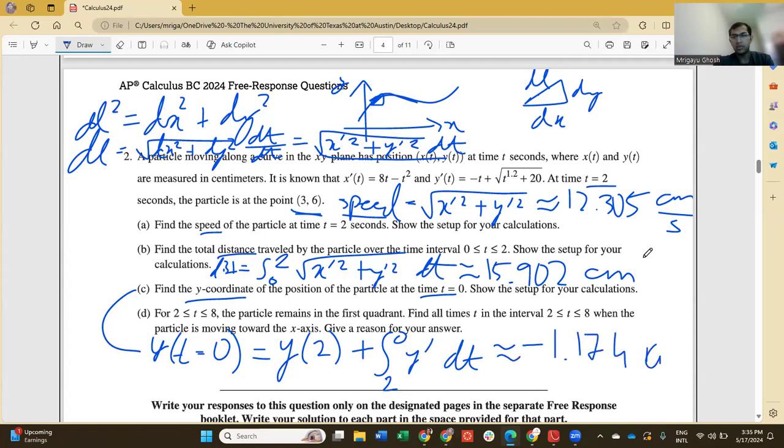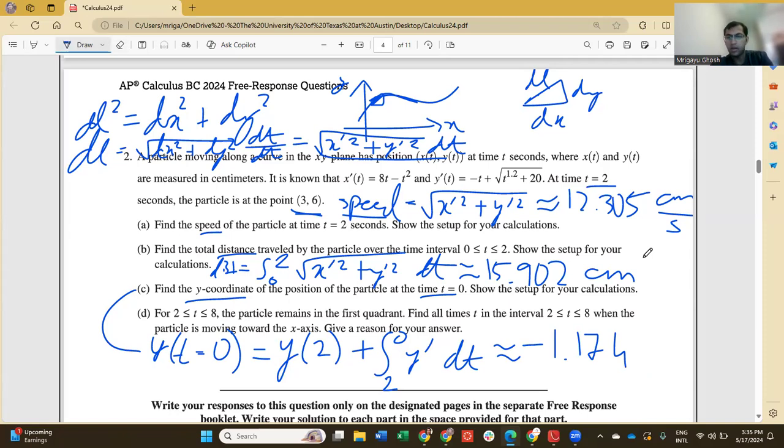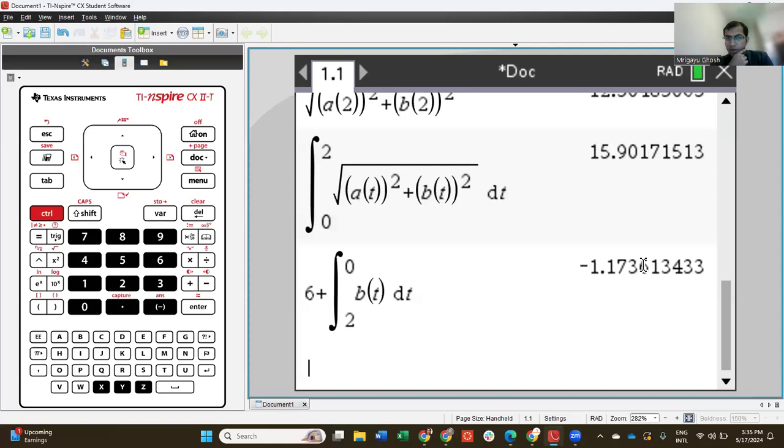Negative 1.174 centimeters. And again, it just says y-coordinate, so you could probably just leave your answer like that without the units, because it's not asking for the distance or for the speed. So yeah, you could probably leave your answer like that. That's negative 1.174. There's a very ugly 7. Let me rewrite that. Negative 1.174. That would be the y-coordinate.